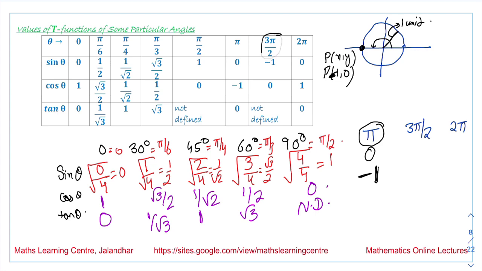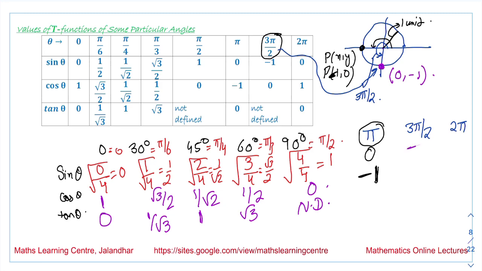Next we are talking about the angle 3 pi by 2. This whole angle will be the angle 3 pi by 2, and the point corresponding to this angle over here, the x coordinate for this point is 0, and the y coordinate is minus 1.